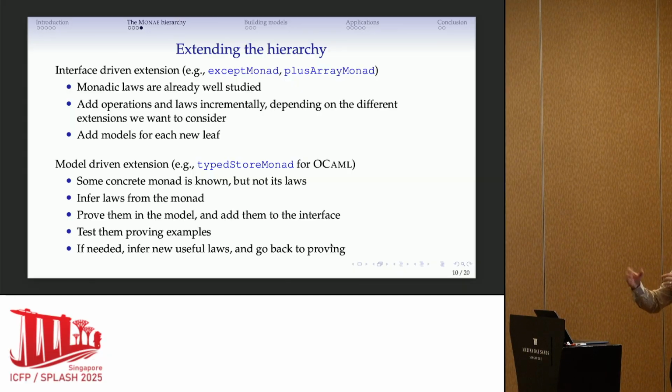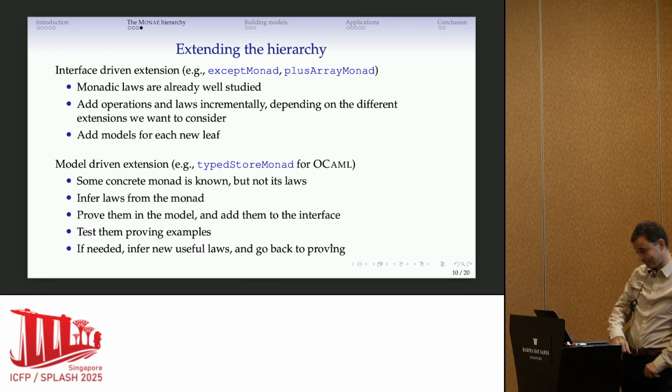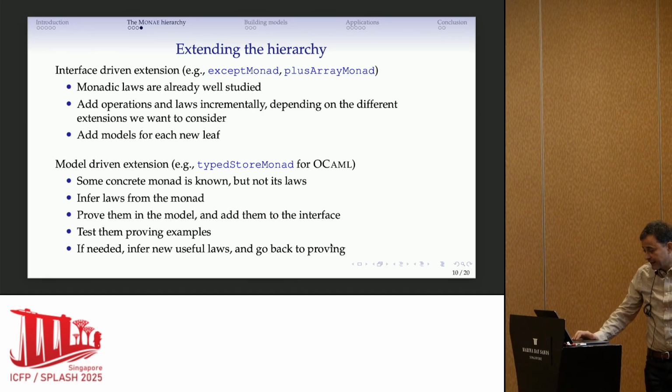Okay, so that's how you start your hierarchy. And what happens when you want to extend your hierarchy? Because you're going to try to prove some things, but it might happen that the combination you need is not in the hierarchy yet. And what you can observe is that there are two ways to do that. One approach I would call interface-driven extension, which is the most common one.